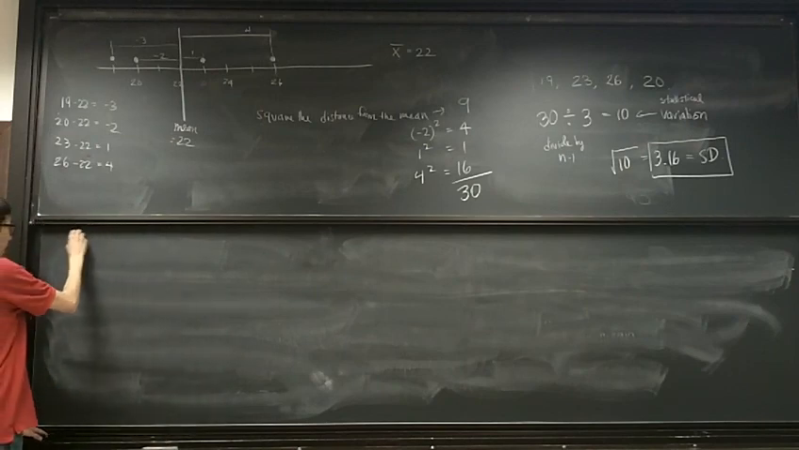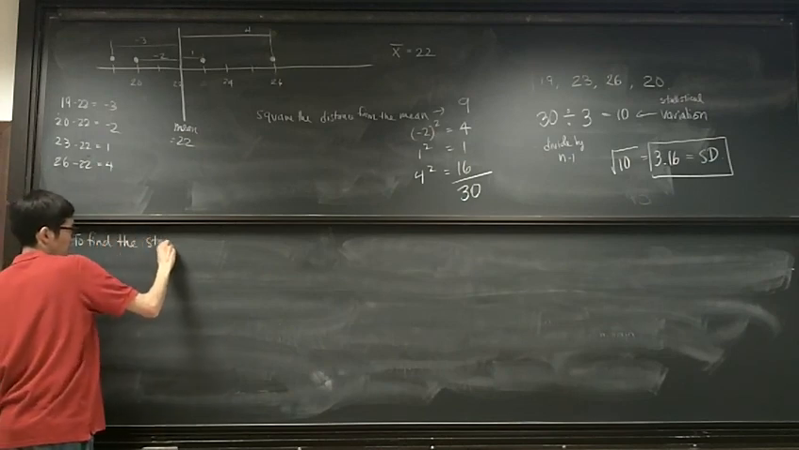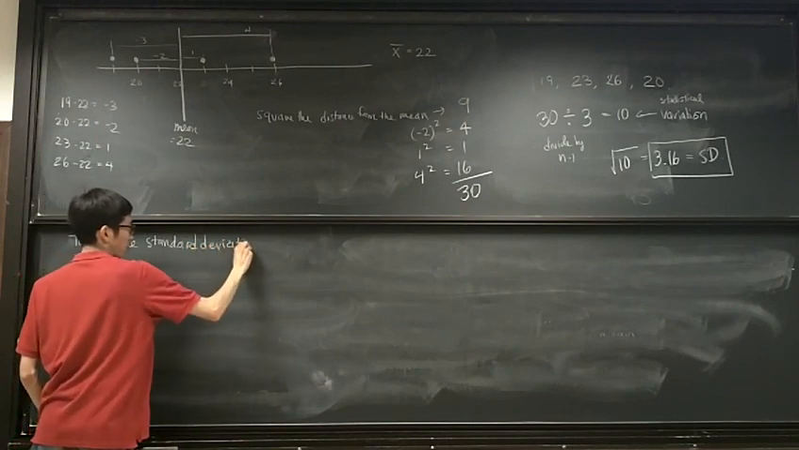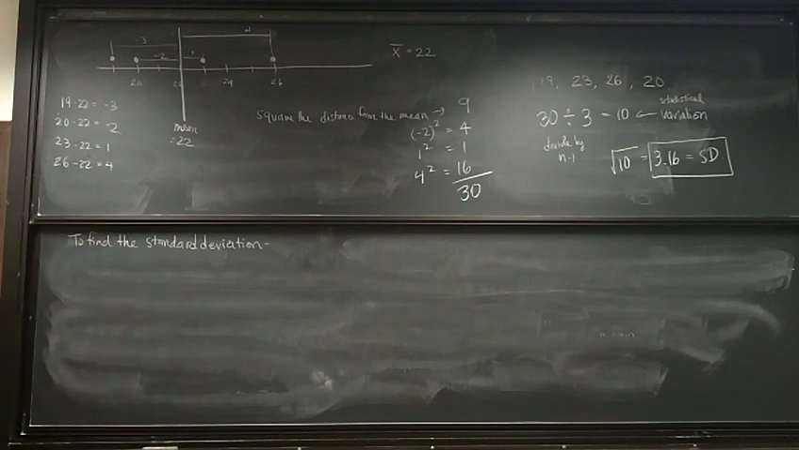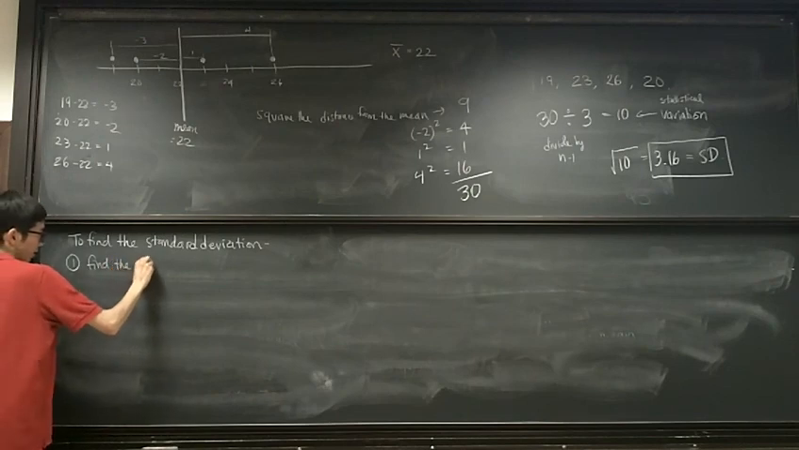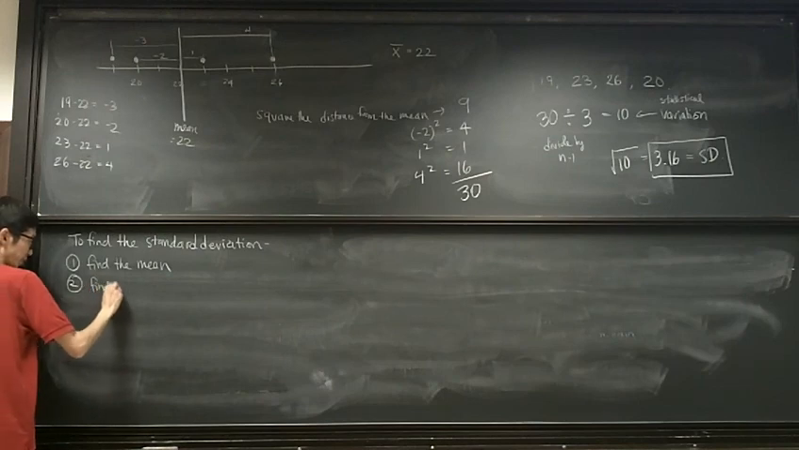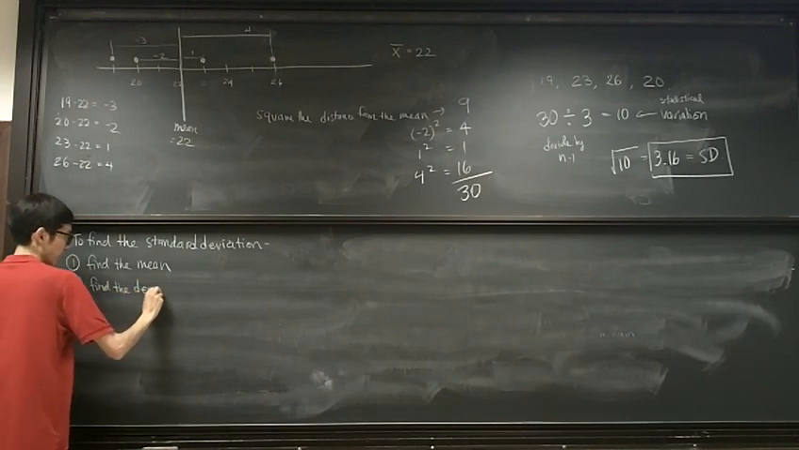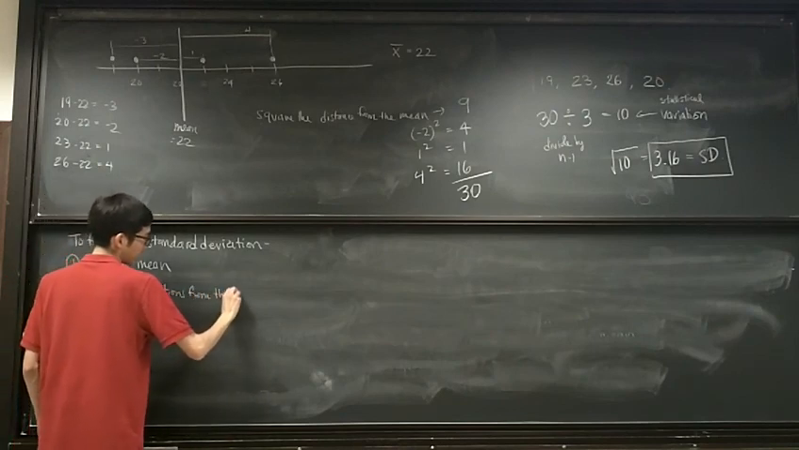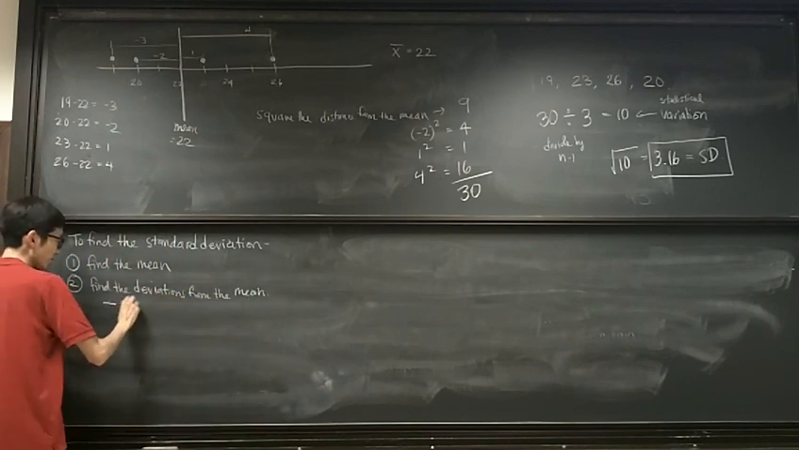Okay, so to find the standard deviation, all right, the very first step is find the mean. Second step, find the deviations from the mean. That's like when you did the plus 3, minus 2. Okay, so find the deviations from the mean. Basically, just subtract the mean from every single number.